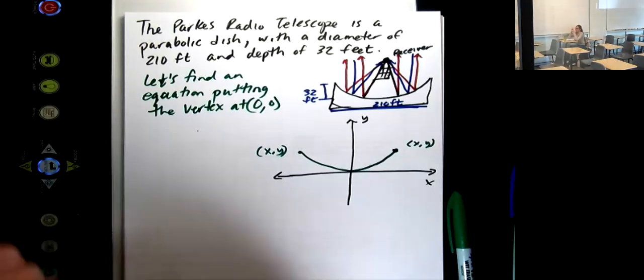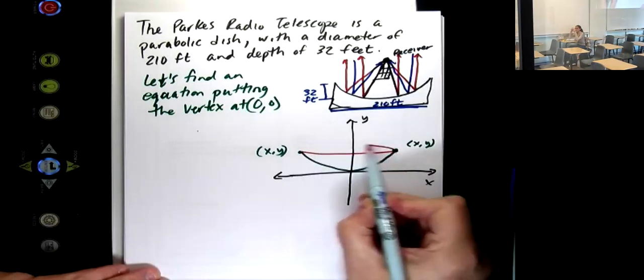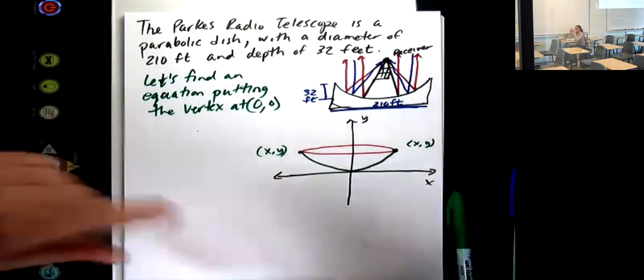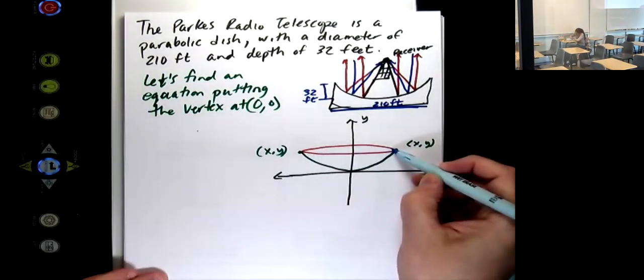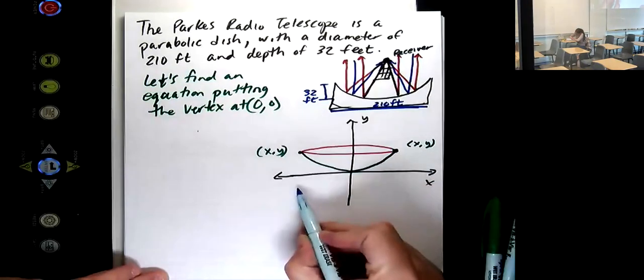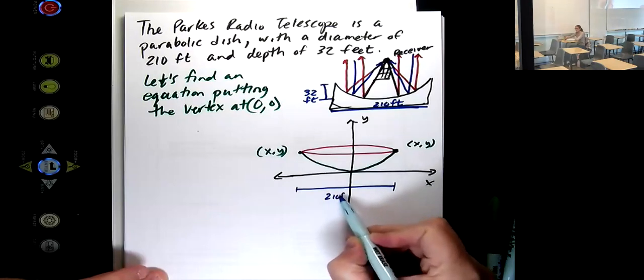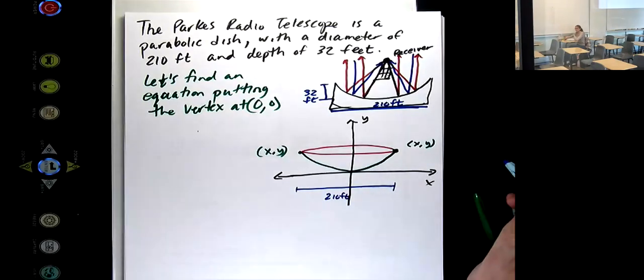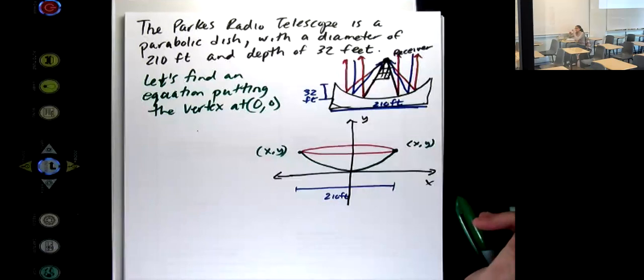So diameter is across. If this is making a 3D dish like that, the diameter is the distance across. So it's telling me that this measurement, going from here to here, is 210 feet. Can I use that to get my x values at these points right here and here? Yes, I can. How?